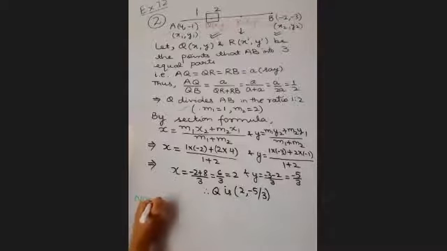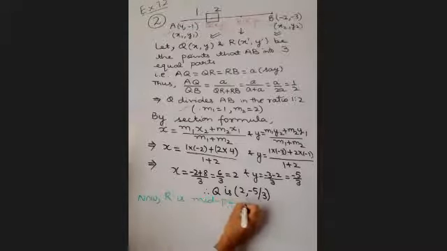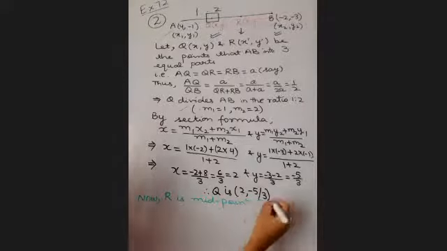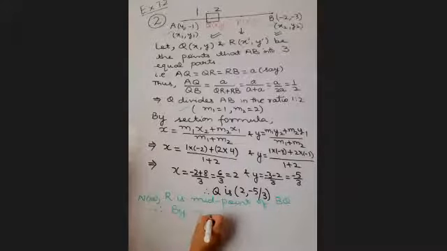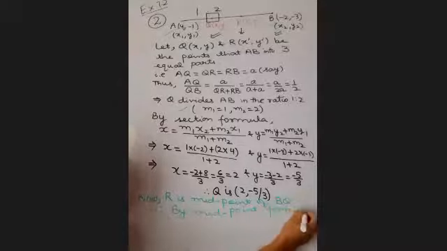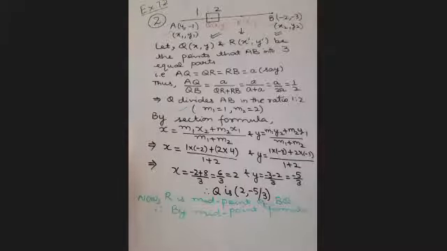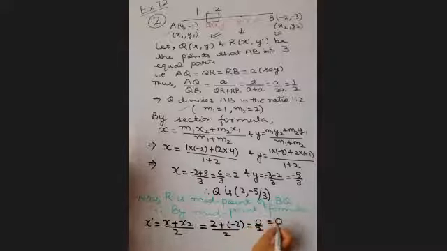So let us go for the midpoint formula. R is the midpoint of BQ. Therefore, by the midpoint formula, we have x dash is equal to (x plus x2) upon 2, which is, x is 2 and x2 is -2, so 0 upon 2 is equal to 0.